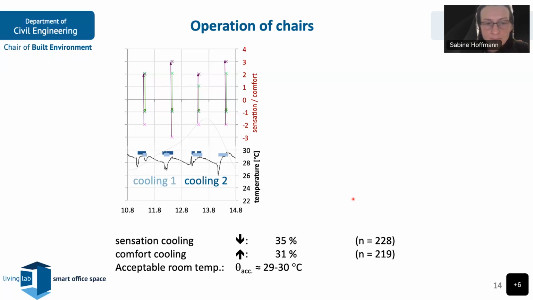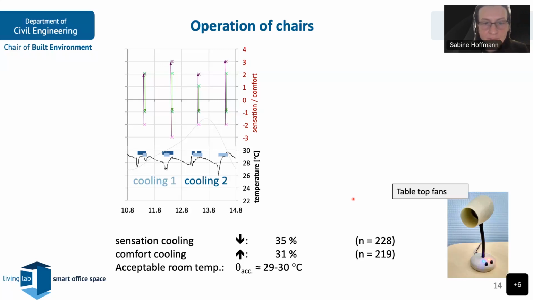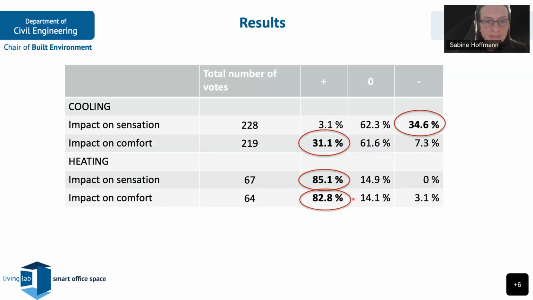Again, when looking at the room temperatures, the upper limit of when people would still feel comfortable using a chair with cooling function was around 29 to 30 degrees Celsius. So here the recommendation would be to use tabletop fans to cool the head. So here there's a short summary of the results again. So basically a third of the people really liked the cooling function, and more than 80% enjoyed the heating function during colder conditions. Okay, so these were the results from the field study.